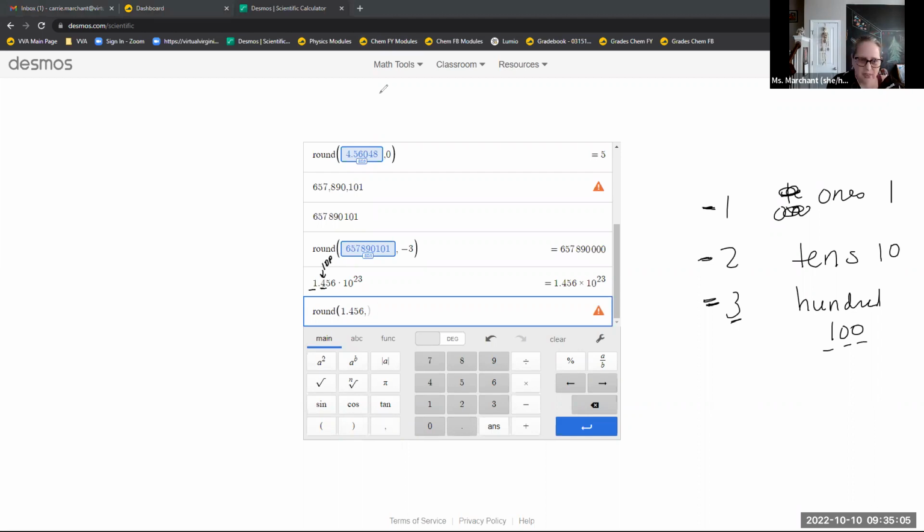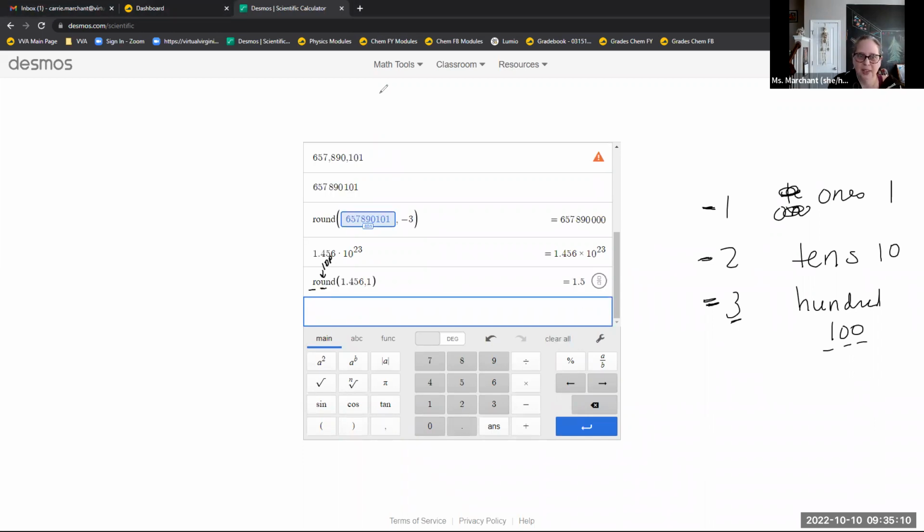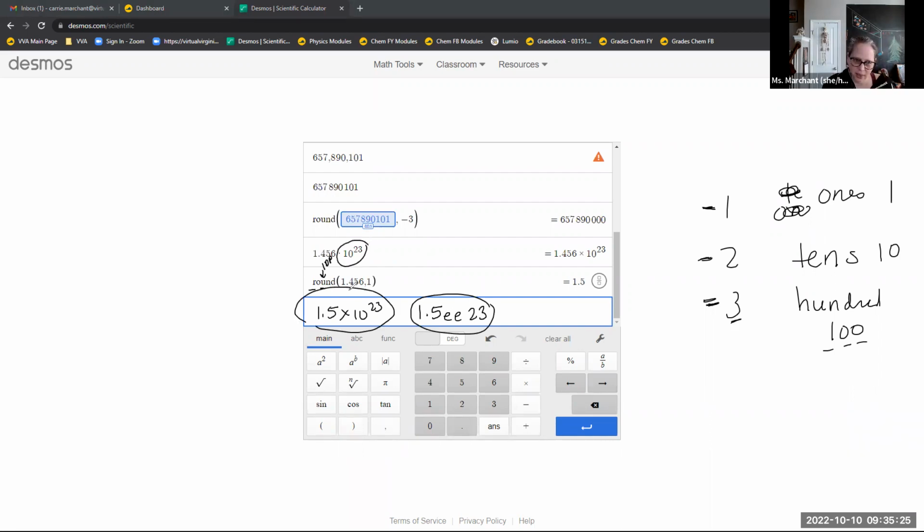So 1.56 to the 1 decimal place gives me 1.5, but then you have to remember your actual answer is 1.5 times 10 to the 23rd, or how Canvas likes it, 1.5 EE to the 23rd. So if you do not add back in those exponents, then your whole problem is wrong, because 1.5 is nowhere near 100 million. So I'm not going to take $1.5 if you owe me $100 million. Okay, it just does not work that way. You need the exponent to it to count.